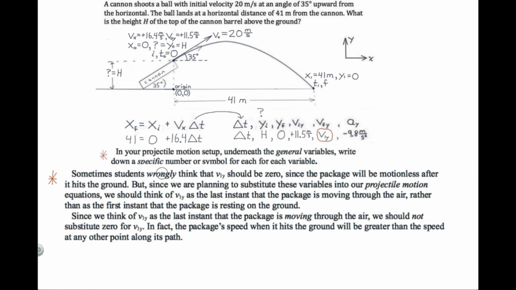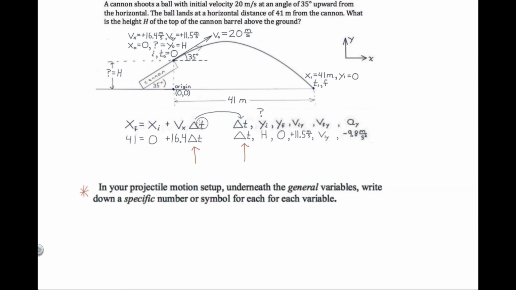Now, sometimes students wrongly think that v sub 1y should be 0, since the package will be motionless after it hits the ground. But since we're planning to substitute these variables into our projectile motion equations, we should think of v sub 1y as the last instant that the package is moving through the air, rather than as the first instant that the package is resting on the ground. So we should not substitute 0 for v sub 1y. For delta t, let's continue to use the symbol delta t.